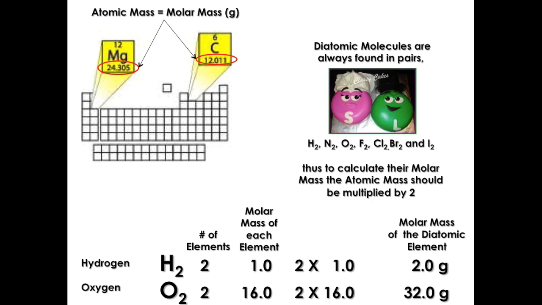Hydrogen, as you know, is a diatomic molecule, so it's H2. The number of atoms is 2. The molar mass of hydrogen is 1. Thus, multiplying 2 times 1 will give us 2 grams of molar mass. For oxygen, it's the same situation: 2 times 16 will give us 32 grams for oxygen. Remember, this is only for diatomic molecules.